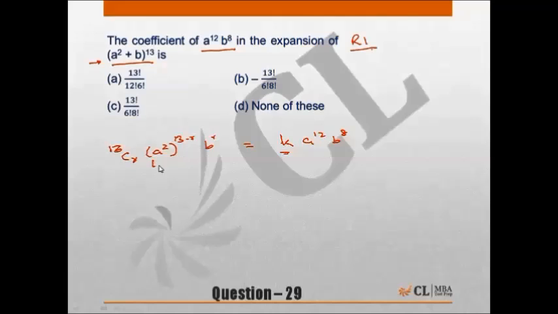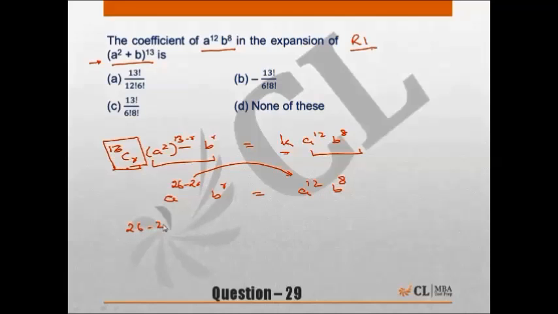Let's just compare these two first to get the value of r, because once you get the value of r, the coefficient can also be determined. Coefficient will be 13CR. So let's look at the numbers now. A squared to power 13 minus r is nothing but a to power 26 minus 2r, b to power r. This should be equal to a to power 12 b to power 8, which means 26 minus 2r should be equal to 12, which implies r should be equal to 7.